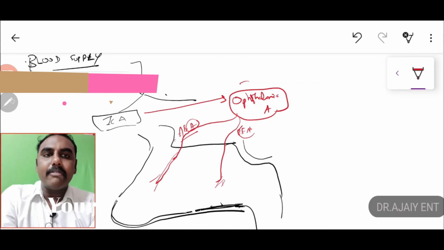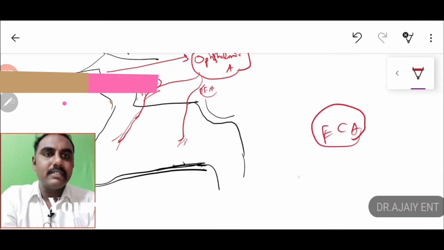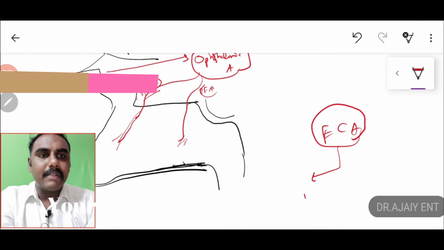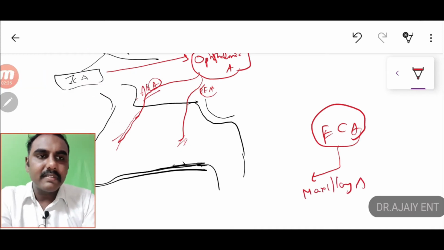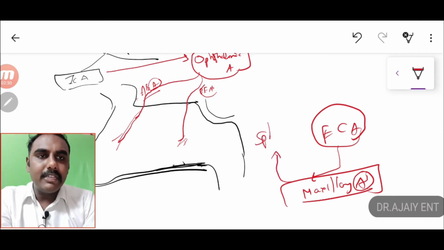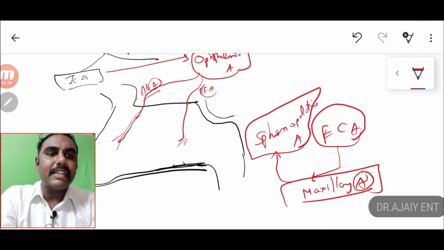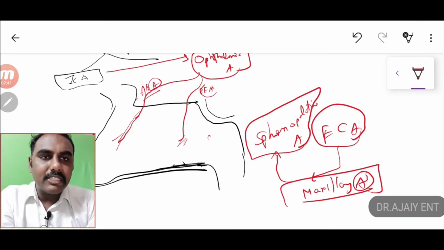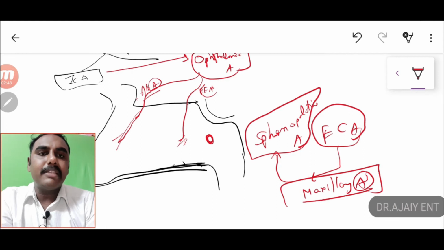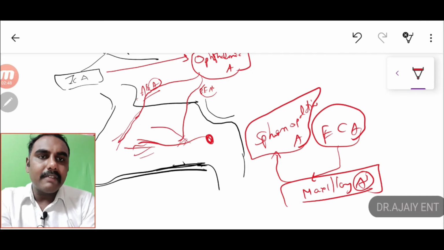See my diagram here, anterior ethmoidal artery and posterior ethmoidal artery. Now the external carotid artery will give a major branch, the maxillary artery, and the maxillary artery will give a branch called the sphenopalatine artery. The sphenopalatine artery runs through the sphenopalatine foramen. From the sphenopalatine foramen, it will go and supply the major part of the septum.